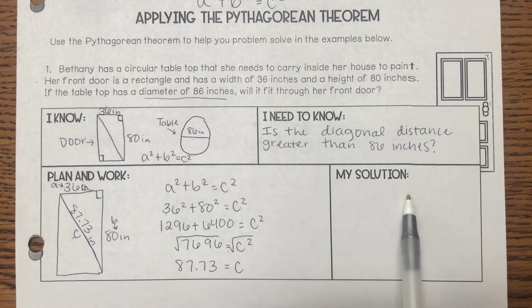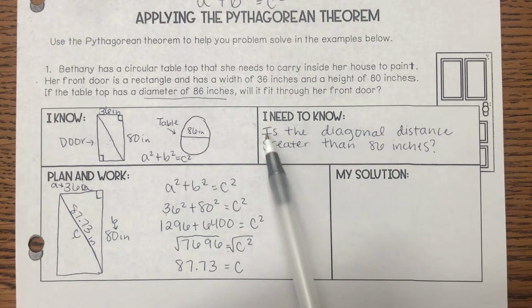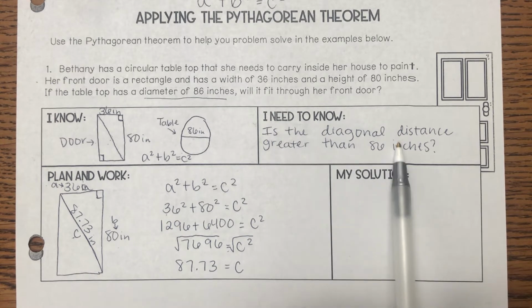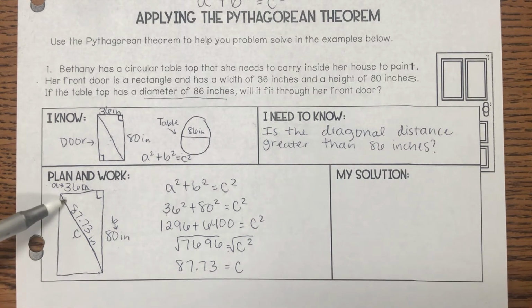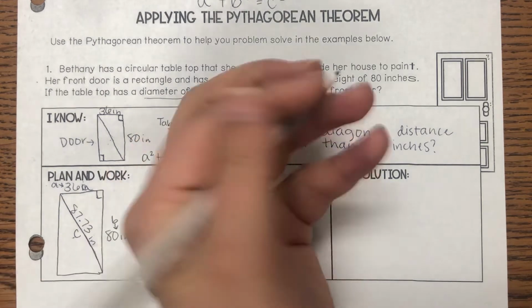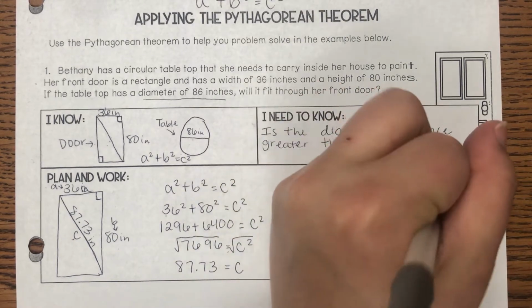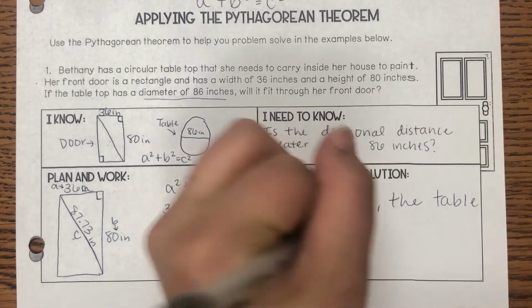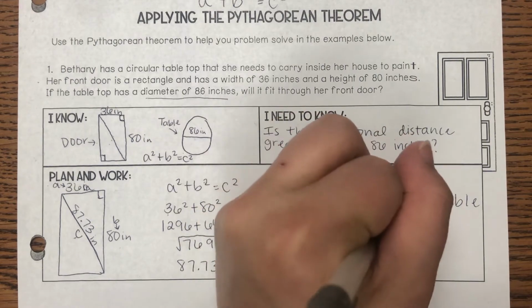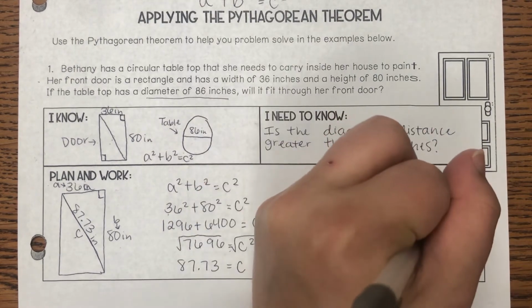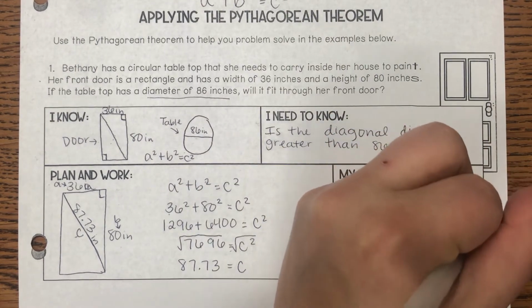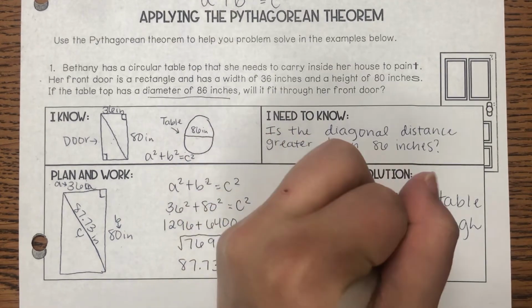So, my solution, will the door fit? Well, is my diagonal distance greater than 86 inches? Yes, my diagonal distance is 87.73. So, yes, the table will fit through the door.